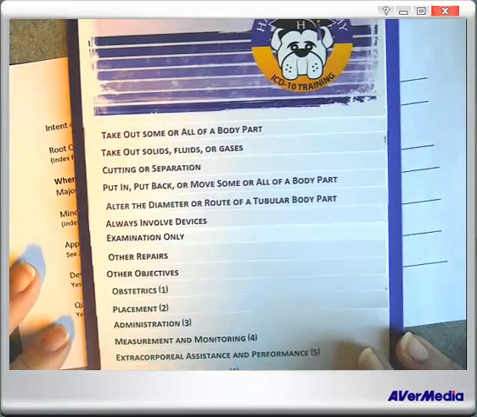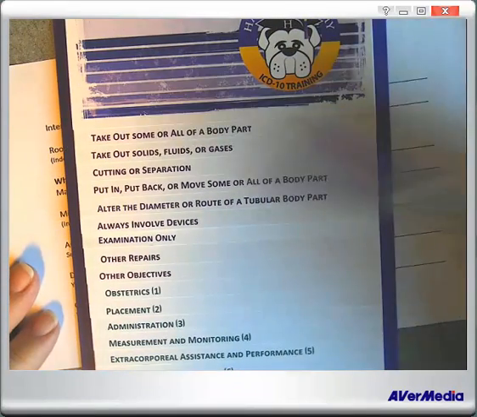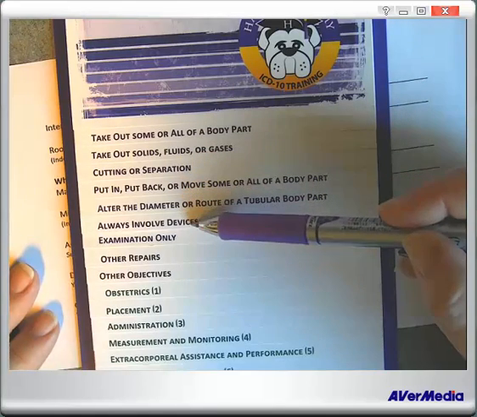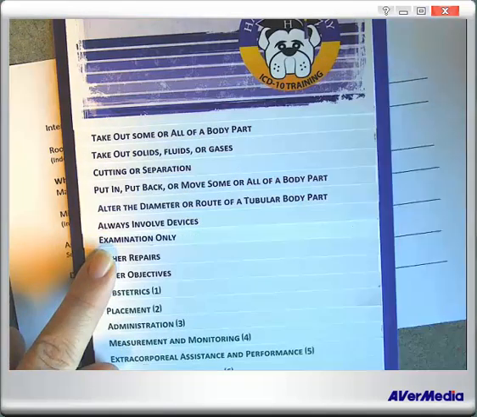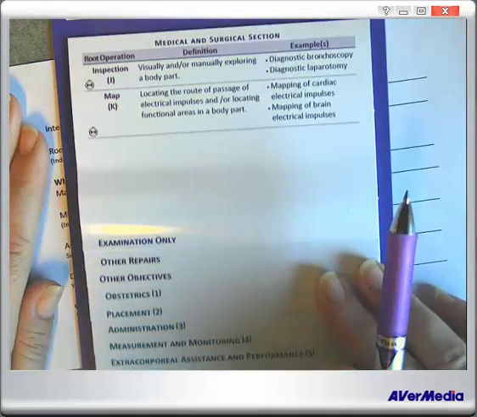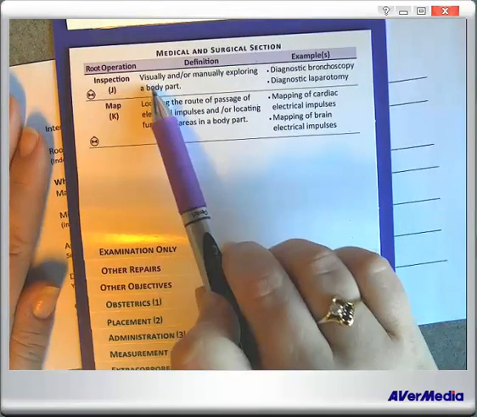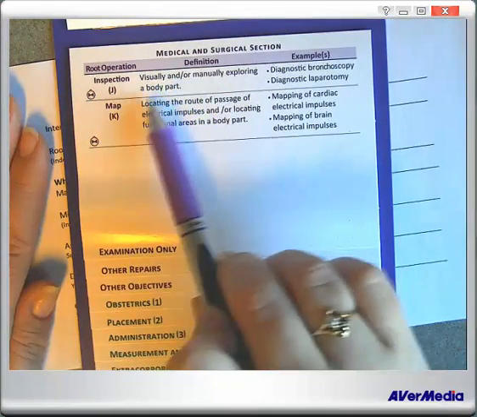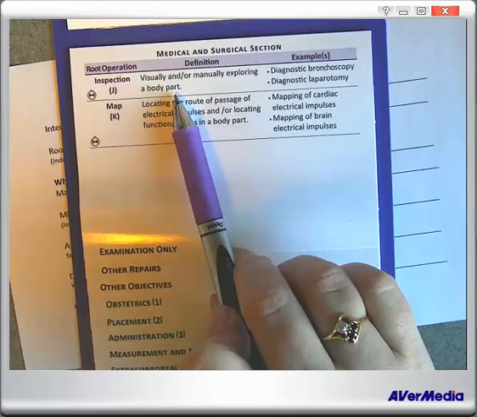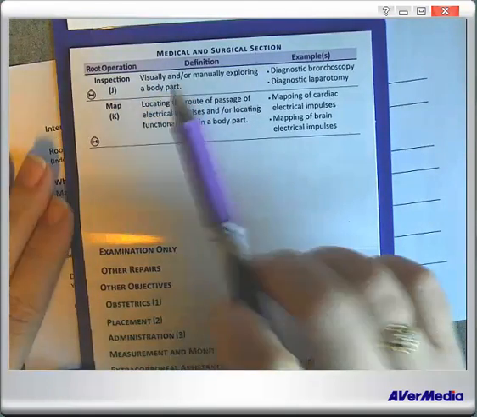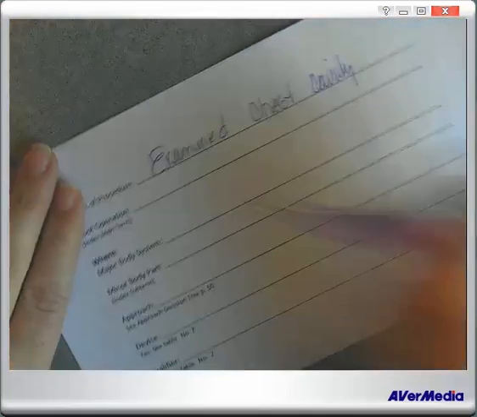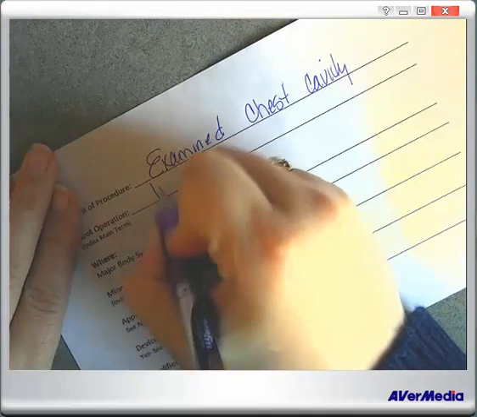So when we're just examining, let's get out our flip books. Okay? And what do we have here? Well, we've got to look down. Always involves devices. How about examination only? Let's take a look at examination only. And sure enough, we have inspection: visually and or manually exploring a body part, which is what we did, correct? All right, so let's go ahead and write down as our root operation, inspection.